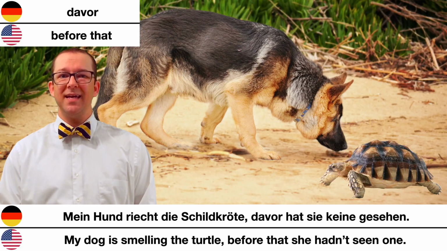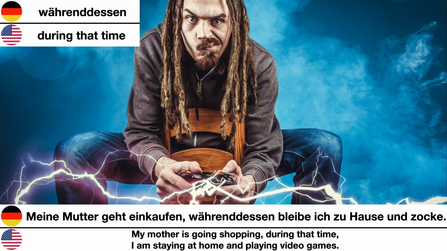Meine Hündin riecht die Schildkröte. Davor hat sie keine gesehen. My dog is smelling the turtle. Before that, she hadn't seen one. Meine Mutter geht einkaufen. Währenddessen bleibe ich zu Hause und zocke. My mother is going shopping. During that time, I am staying home and playing video games.